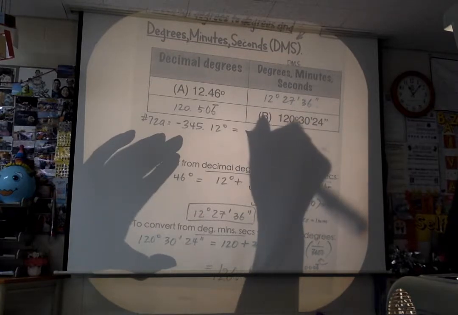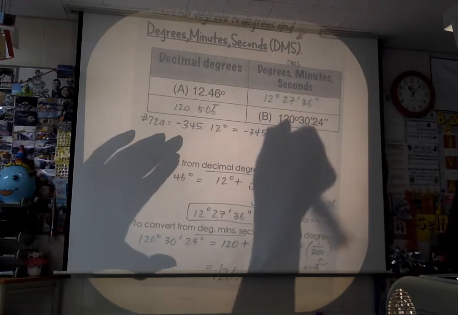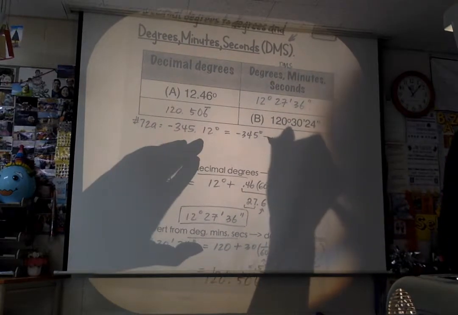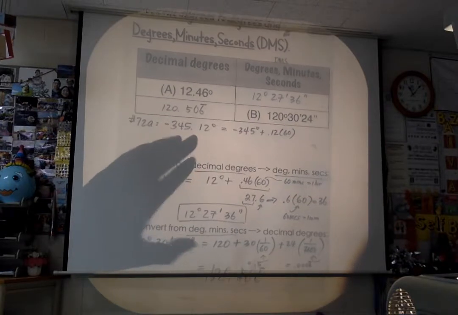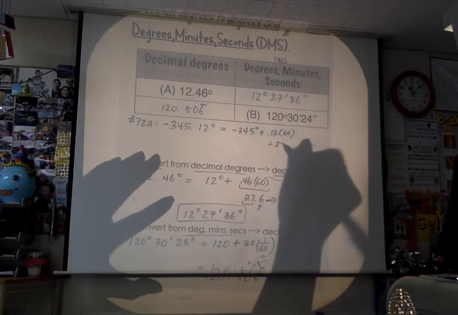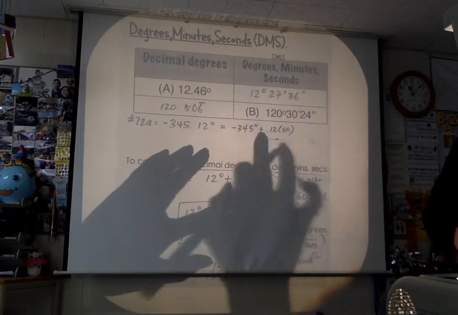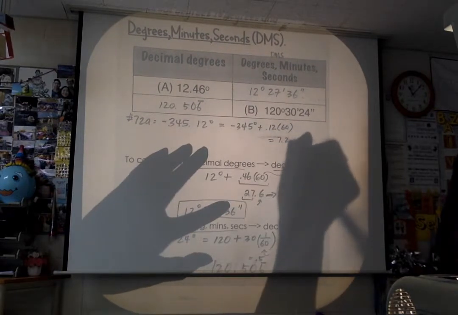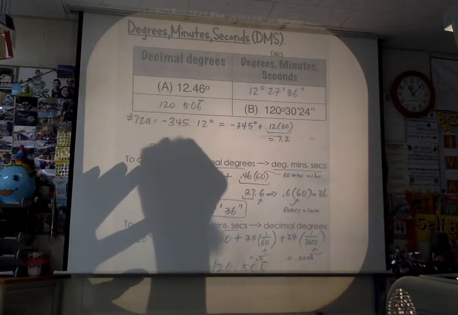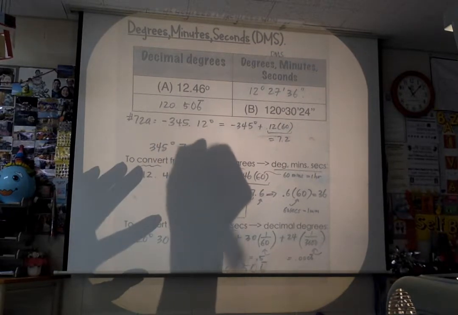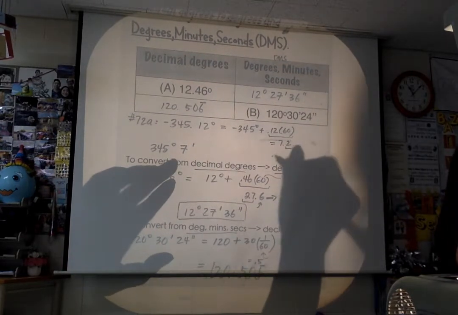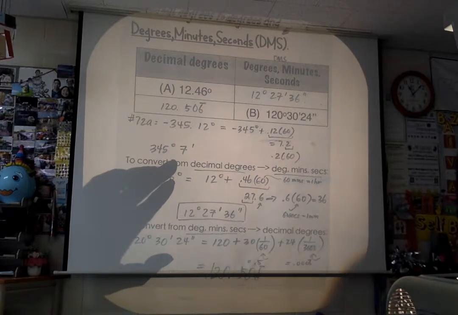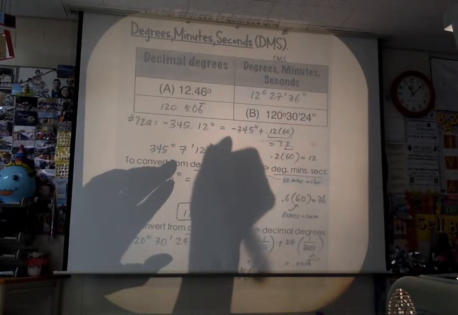Okay, so we're going to continue this. I'm going to go 345. We already have that. Okay? And I'm going to go 0.12 of 60 minutes. I got, this is equal to 7.2. So I know I have 345 degrees, 7 minutes. I need to get seconds, which means I take the decimal part here, 0.2 of 60 again. So I get, this is equal to 12. Okay? So I got 12 seconds.